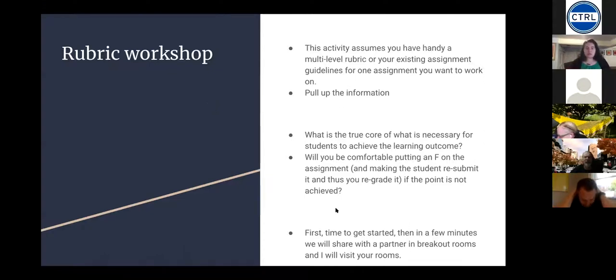So how we're going to do this is that first we'll give you some time to get started and pull things up. If people don't want to participate in this part, that's fine if you don't have something ready. But once you get started, I'm going to use the breakout room so that you can discuss with a partner. And then we'll have a debrief at the end. That's basically the plan. Questions about this?